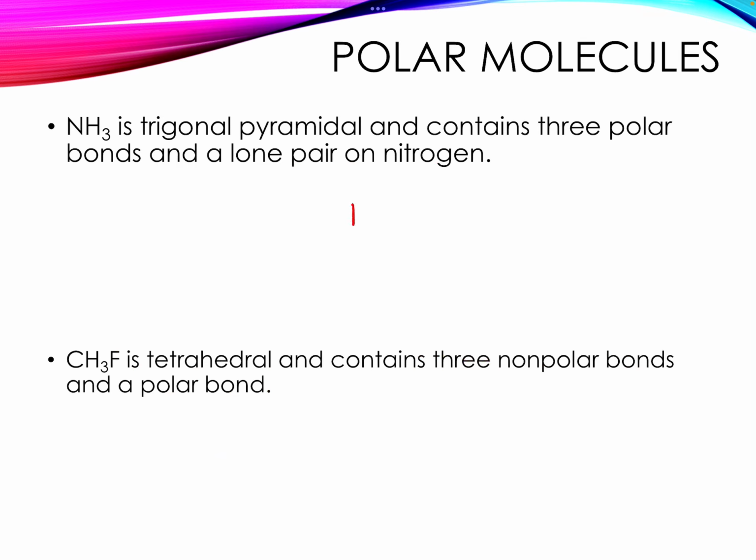Let's try some more. Let's try NH3. So NH3 looks like this. And we would need to figure out, is this polar or nonpolar? Well, all of these bonds are going to be polar because there's a large difference in electronegativities between nitrogen and hydrogen. So nitrogen gets the partial negative, and all of these hydrogens get a partial positive. So then we draw our dipoles. Again, start at the positive one and finish it toward the negative one.